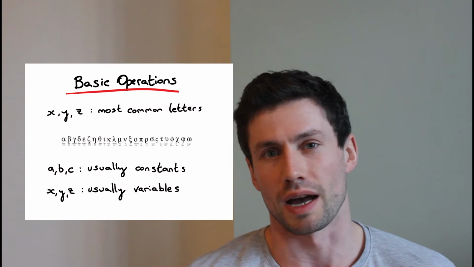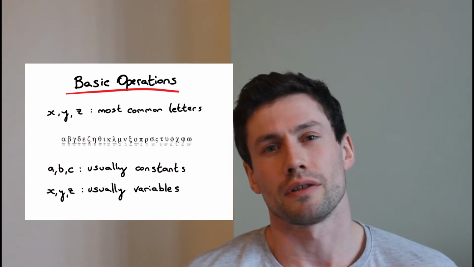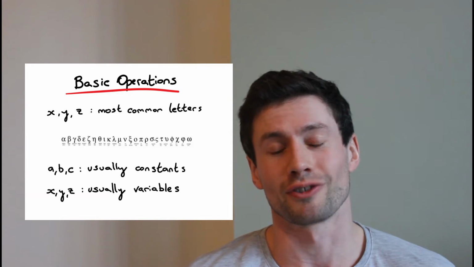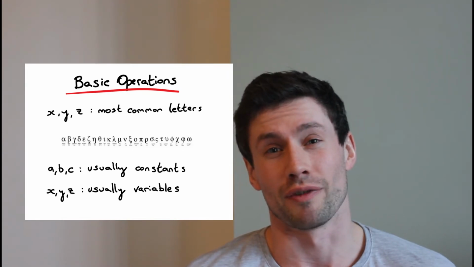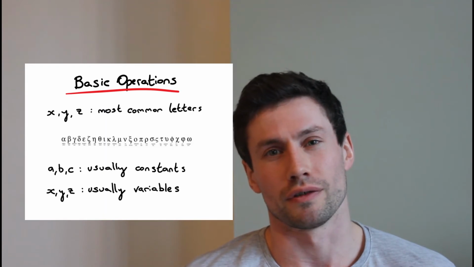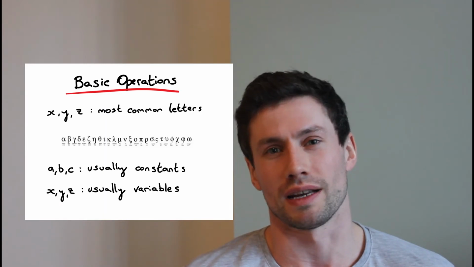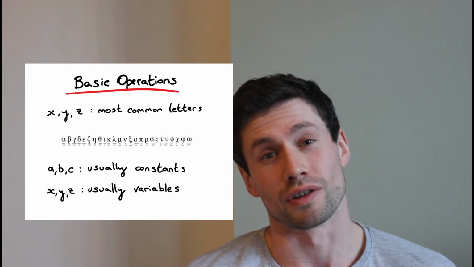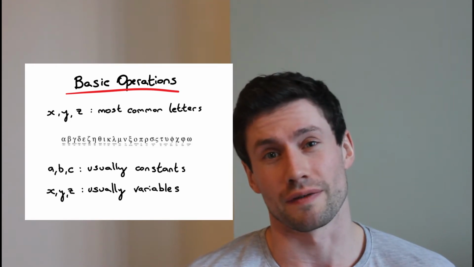Now let's look at some of the basic operations we conduct on algebraic terms. When we are conducting algebra, we usually use letters such as x, y, and z. However, while these are the most common letters, we will probably use all of the letters from not just our own alphabet, but from the Greek alphabet as well. A, B, and C are often used for constants, while X, Y, and Z are often used for variables. If you've forgotten what these words mean, go back and watch the introductory video on terminology.